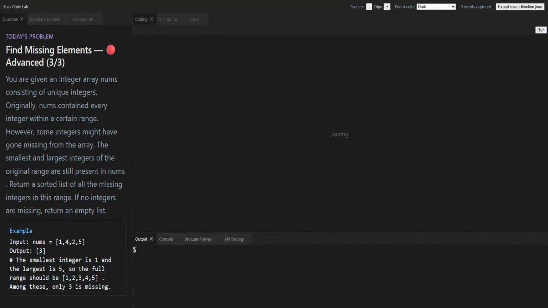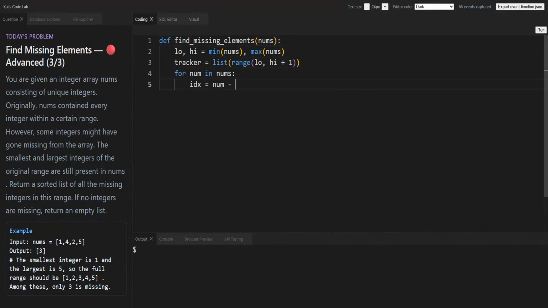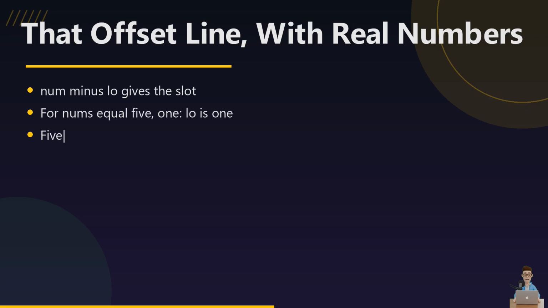Sortedness is free here because tracker was constructed in increasing order and filtering preserves order. No comparison based sort, no extra O(n log n). Full function, unchanged from the pieces above. Num minus low is just a change of basis, shifting the range so it starts at 0. It's the same normalization you'd do before any array-indexed encoding of a bounded domain.